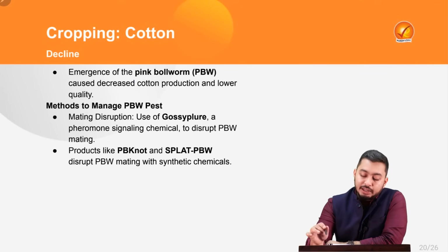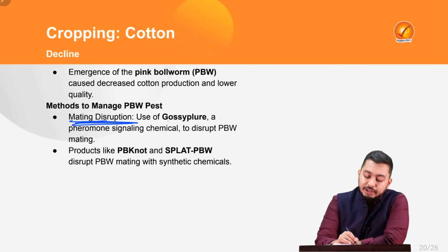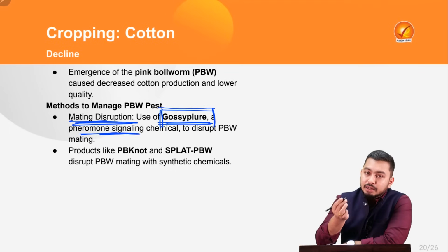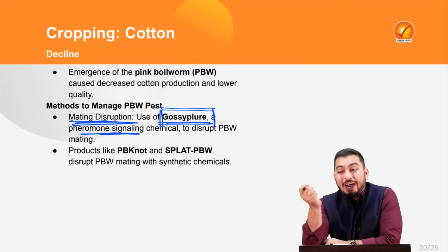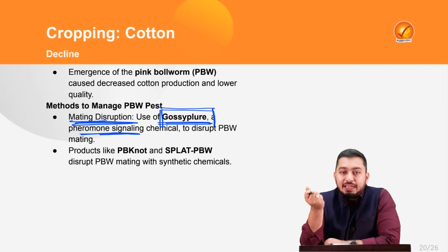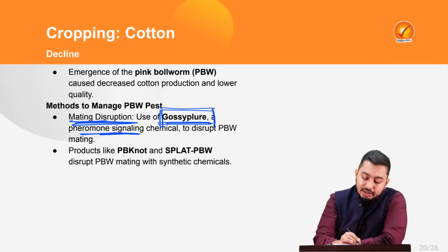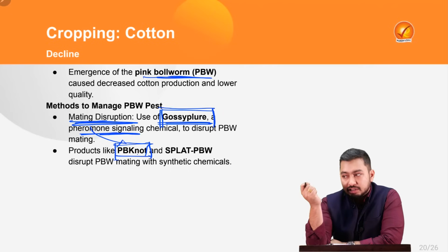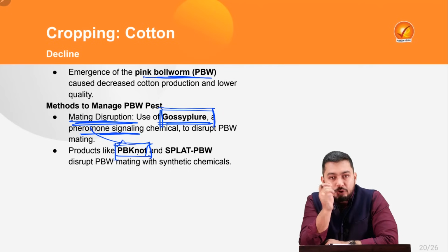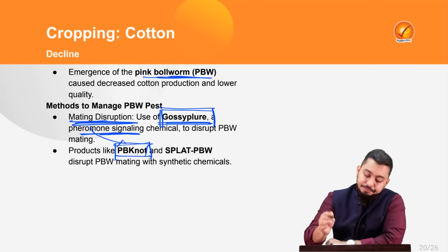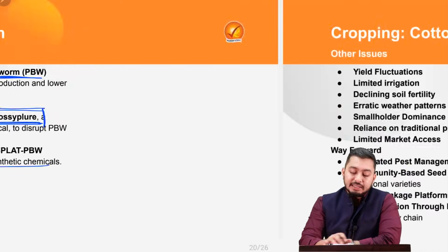So now what we are trying to do is to go for mating disruption by use of gossyplure. So remember this word, write this down, gossyplure, which is a pheromone signaling chemical. And a similar method, that means you are using some pheromones to attract the pest towards you and then trapping it, let's say with gum or some traps. So similarly, you have the PBKnot. PB, that is pink bollworm, and knot. So in this knot, you will have some pheromones. Okay, there will be a knot which is tied to the crop, and in this knot you will have some pheromones, and so all the insects, the pest will come towards it, and then they will be trapped or they will stick to it, right? And they will disrupt the mating cycle through synthetic chemicals.